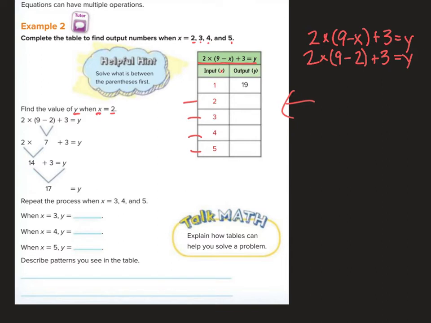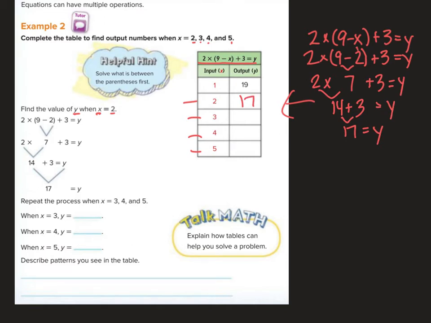So first I start with parentheses. 9 minus 2 is 7. Bring everything down. Plus 3 times 2. Next, we're going to multiply because we've got adding and multiplying next. We've got to multiply next. 14 plus 3 equals y. Oops, forgot my equals y. 14 plus 3 is 17. So y is equal to 17 if x equals 2.